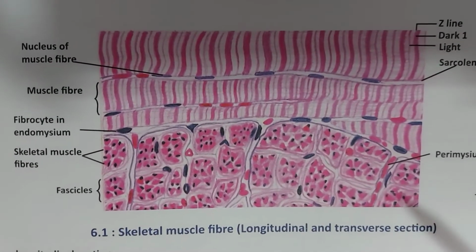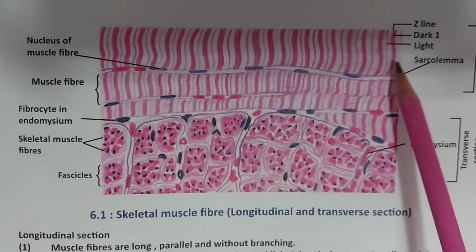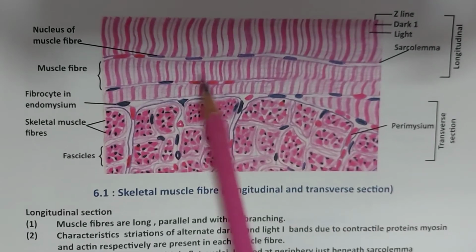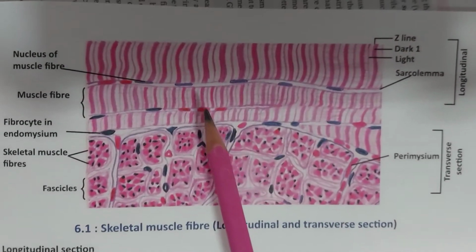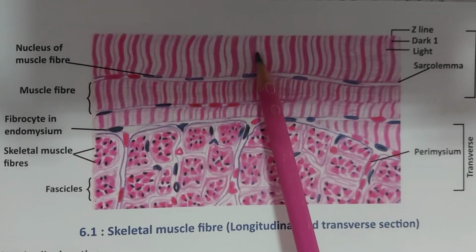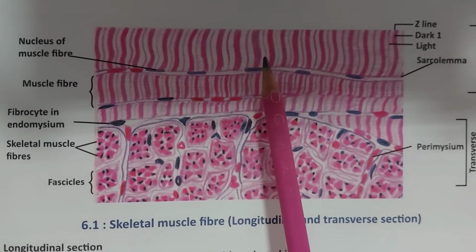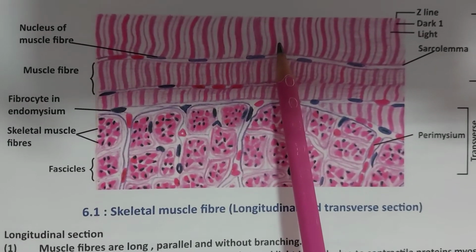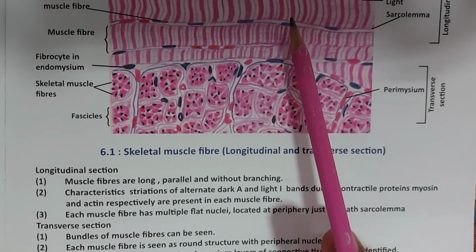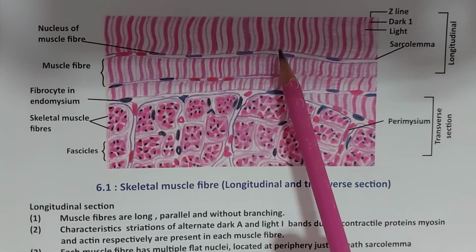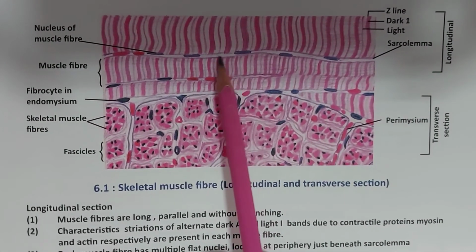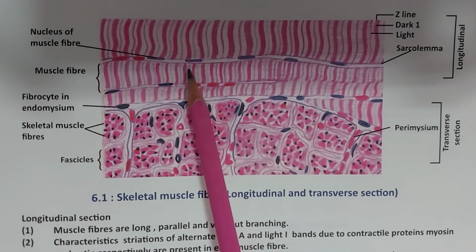If we see a longitudinal section of skeletal muscle fiber, the muscle fibers are long, parallel to each other and without branching. The characteristic striation of alternate dark A and light I bands is due to the contractile proteins myosin and actin respectively, present in each muscle fiber. Each muscle fiber has multiple flat nuclei located at the periphery, just beneath the sarcolemma. These are flat peripheral nuclei.